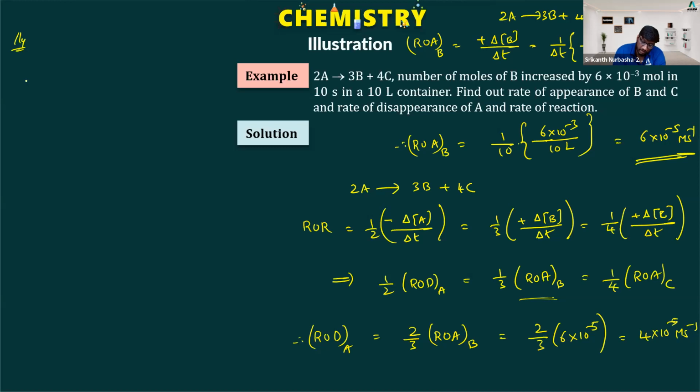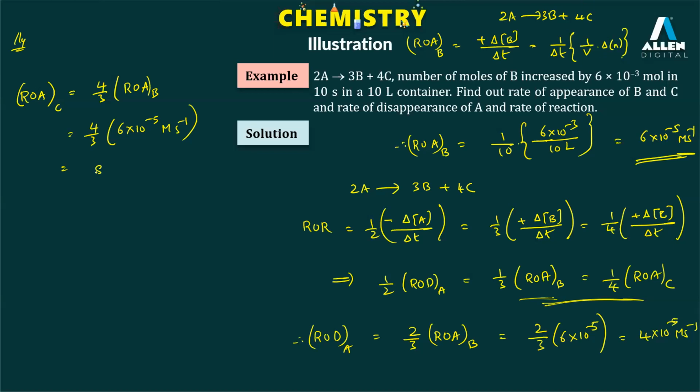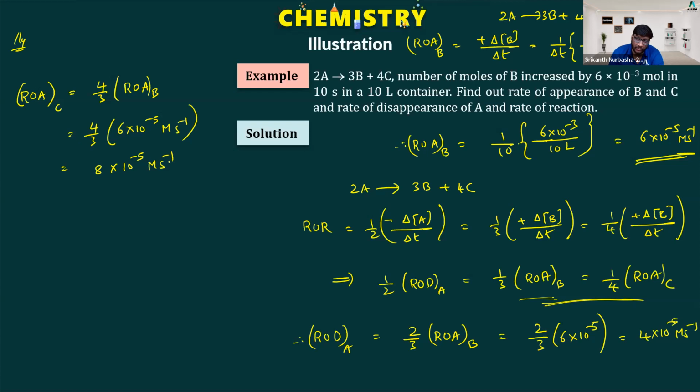Similarly, I can relate these two quantities. From there, I can write rate of appearance of C. Rate of appearance of C is equal to how much? 4 by 3 times rate of appearance of B. That is equal to 4 by 3 times 6 into 10 power minus 5 molar second inverse. That is how much? 8 into 10 power minus 5. Very good. 8 into 10 power minus 5 molar second inverse.